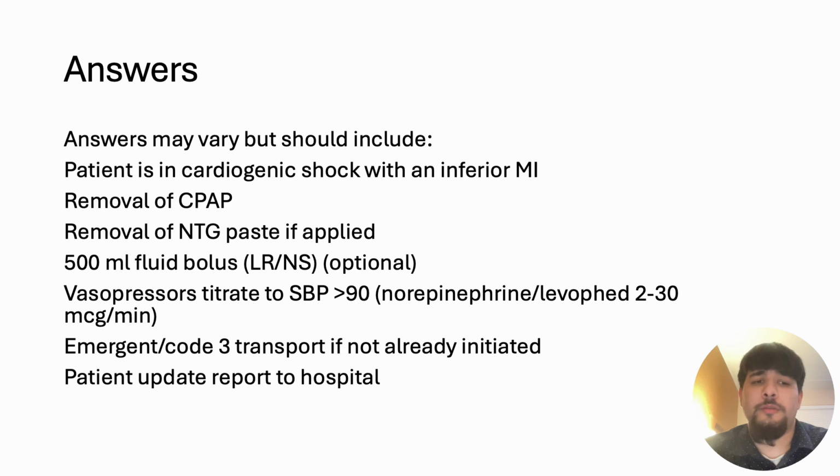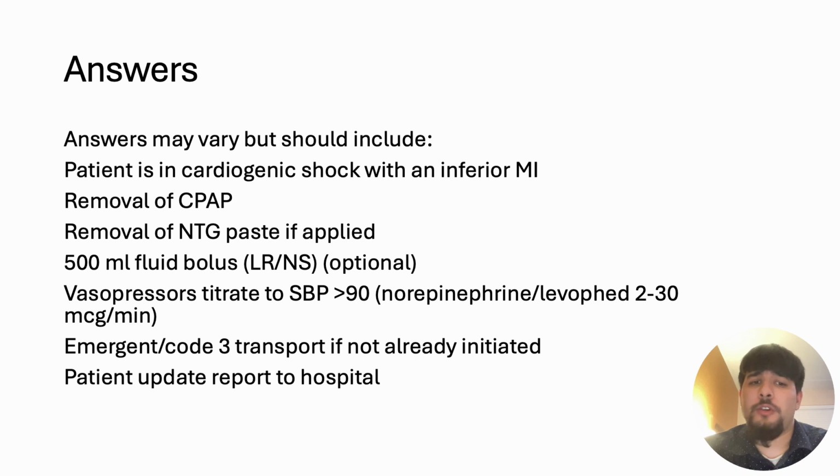And you want to go ahead and do the vasopressor. So what I've always been taught is to do the Levofed. So you want to do that Levofed 2 to 30 mics per minute. Make sure you do the correct dosage, 4 milligrams in a 250 ml bag, and do that until you can get a systolic blood pressure of at least 90.